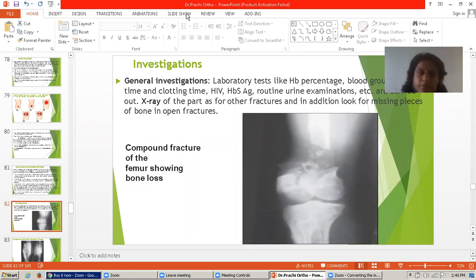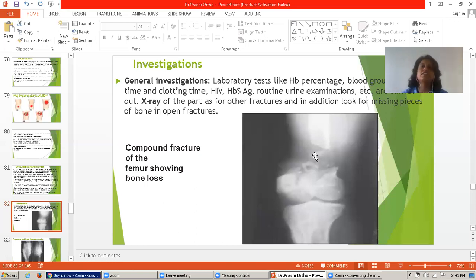So this is a diagram of a compound fracture of the femur showing a bone loss. In that case, there is a bone loss in this part of the image.